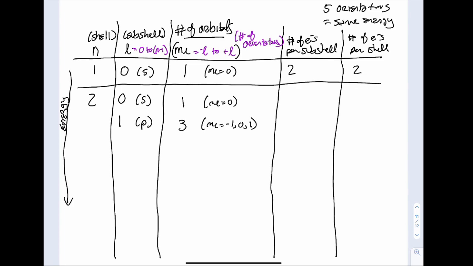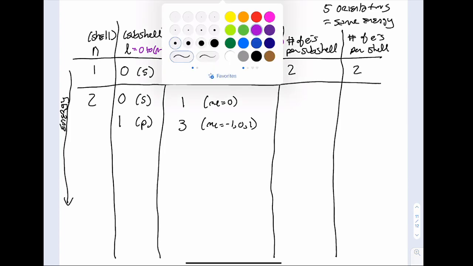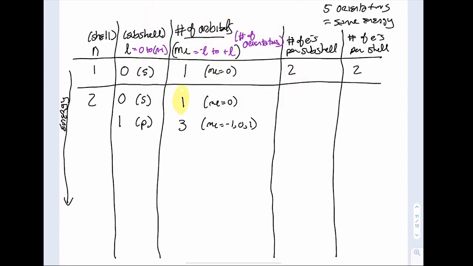So remember now, I can put 2 electrons per orbital. So 1 orbital times 2 is going to give me 2 electrons. 3 orbitals times 2 is going to give me 6 electrons. So I have 3 different regions of space that all have the same energy with 2 electrons in each, is what that last one is saying. And then my total in the shell, 2 plus 6, is 8.